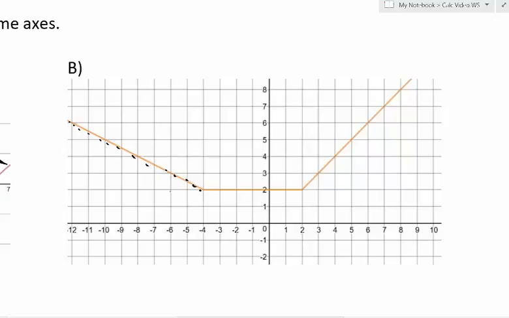I seem to drop 1 and run 2. Drop 1 and run 2. No matter where you go on a line, your slope's the same. That's what makes them lines. So my slope is -1/2 on this entire interval.